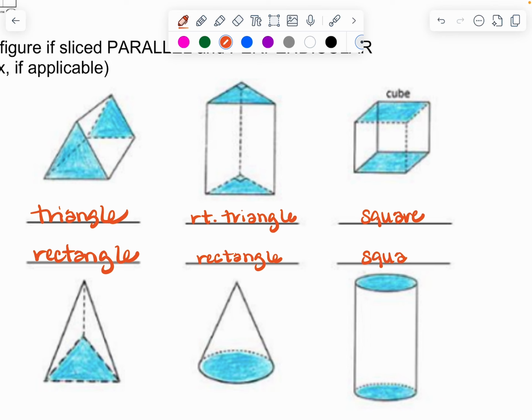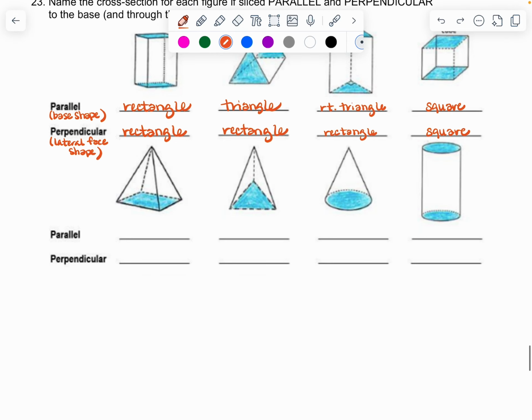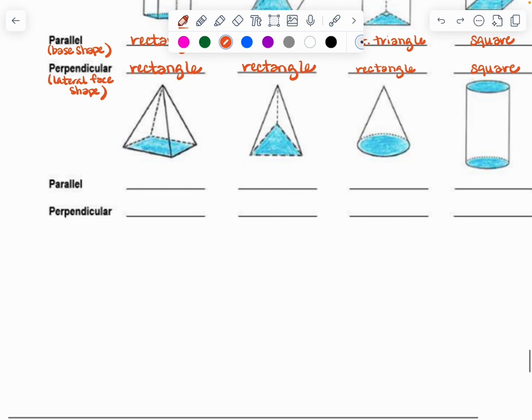Cubes, it doesn't matter how I slice it, right? Vertical or horizontal, I'm going to get a square every time. Again, this is only for parallel and perpendicular cuts. Obviously, if I was to slice it at a corner, that wouldn't be a square. Right, but we're just doing parallel and perpendicular.